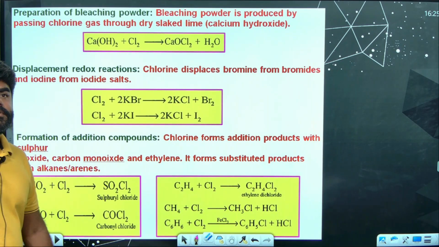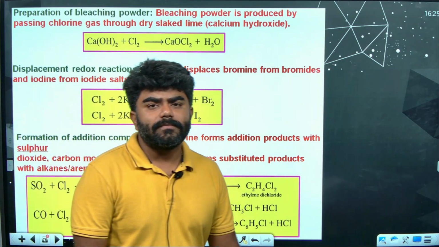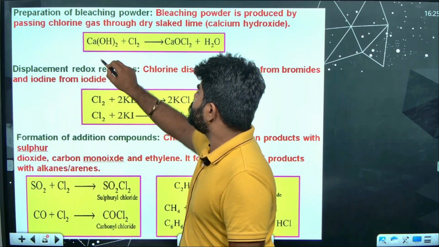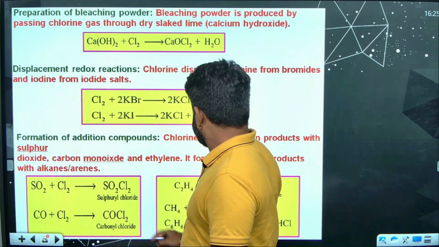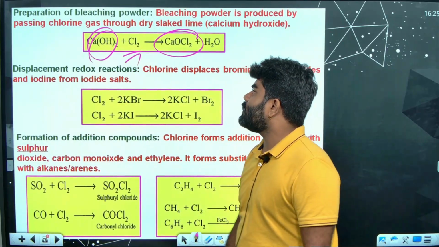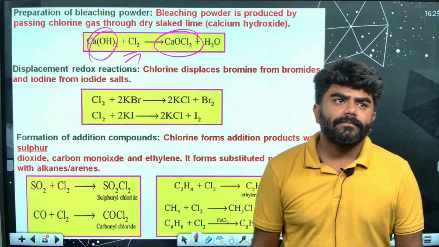Now let us see the preparation of bleaching powder. Bleaching powder is prepared when calcium hydroxide, that is slaked lime, is treated with chlorine. So you get calcium oxychloride, which is your bleaching powder.